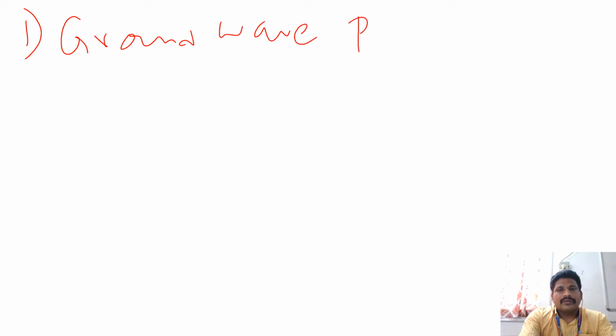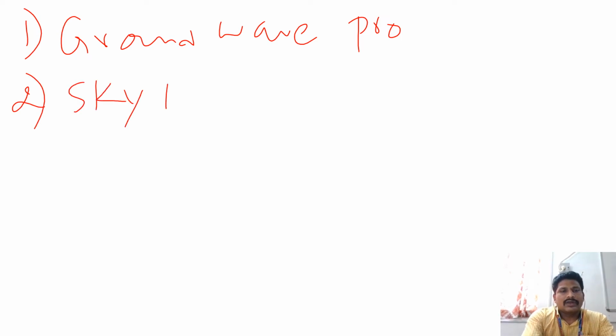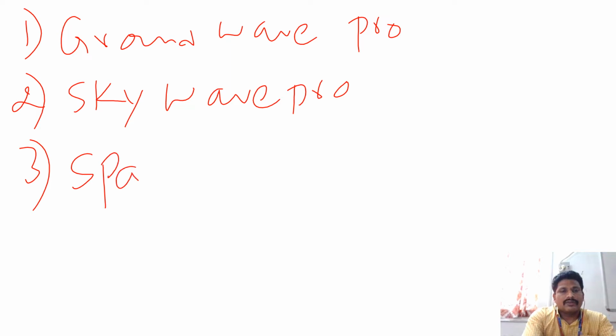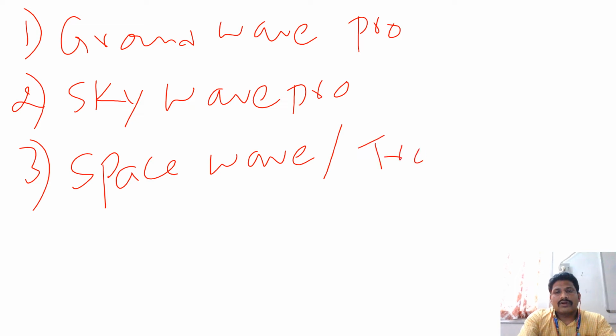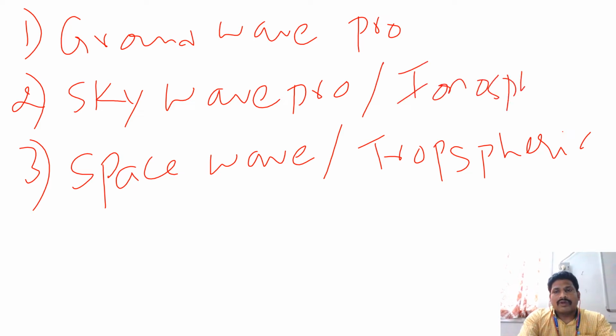The first one is ground wave propagation. The second one is sky wave propagation. And the third one is space wave propagation. The other name of space wave propagation is tropospheric wave propagation. The other name of sky wave is ionospheric wave propagation. The other name of ground wave is surface wave propagation.